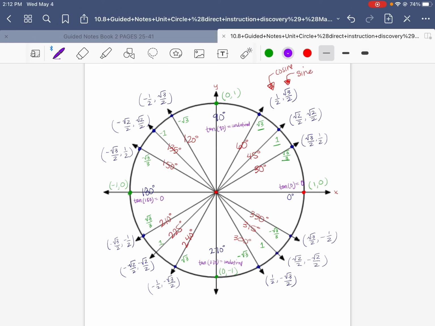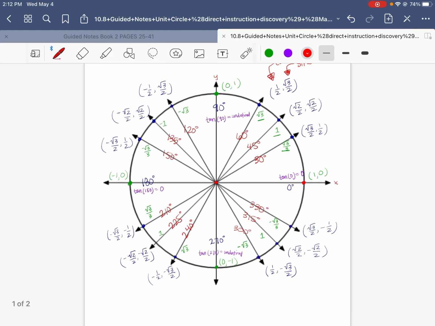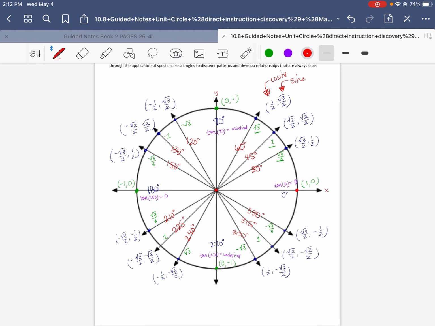So again, on your assignment, you'll be asked different questions, like, I'm going to do just a couple of them down here. If I were to ask you what is the sine of 210 degrees, you would look at your circle, you would find 210 degrees, and you would find the sine value, which is the y value of the function, and you would say it's negative 1/2. That would be the answer.